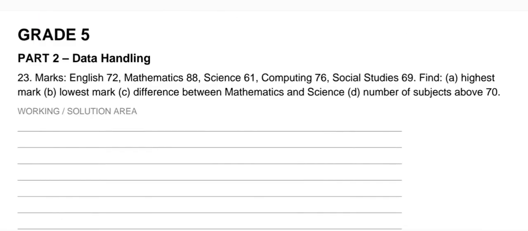Marks: English 72, Mathematics 88, Science 61, Computing 76, Social Studies 69. Find the highest mark. B, the lowest mark. C, the difference between mathematics and science. D, the number of subjects above 70. The first question is, find the highest mark. So when you look through, which one is the highest mark? The highest mark is what?